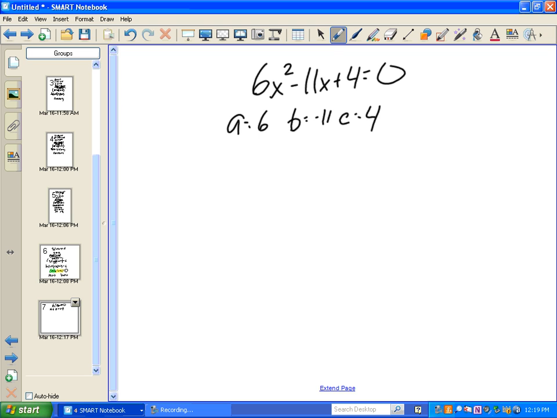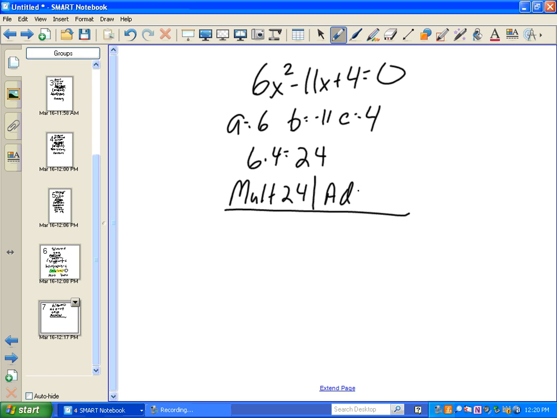Okay, first step, labeled A, B, and C. What do we do now? Allie. And what is that? Good. Zach, next step. All right, multiply to 24, add to negative 11. What two numbers do that, Finn? Good. Allison, from here. Okay.